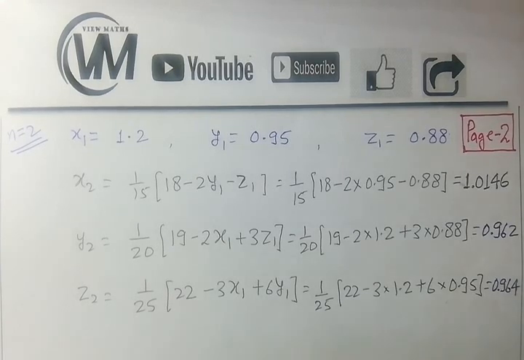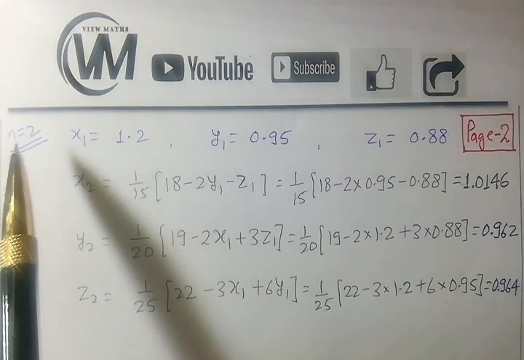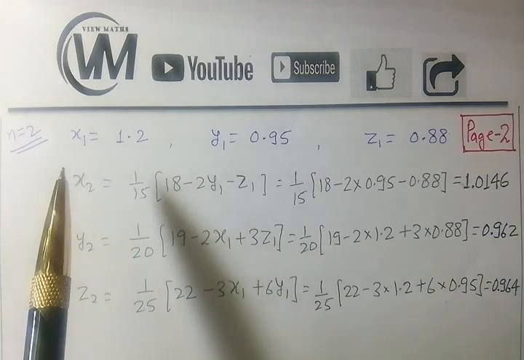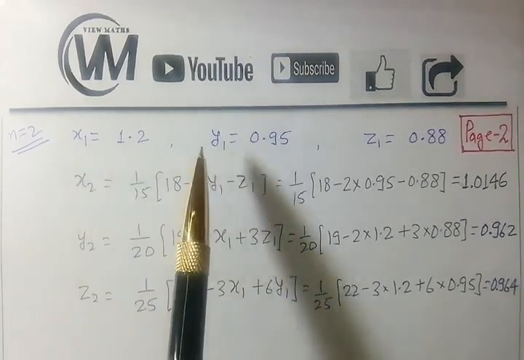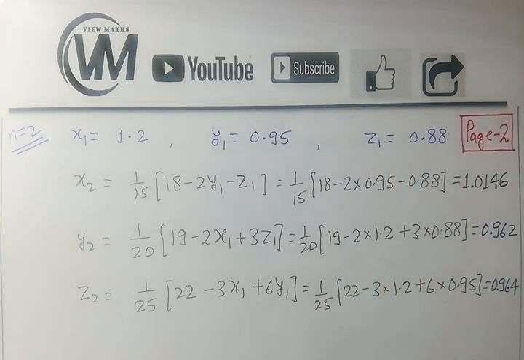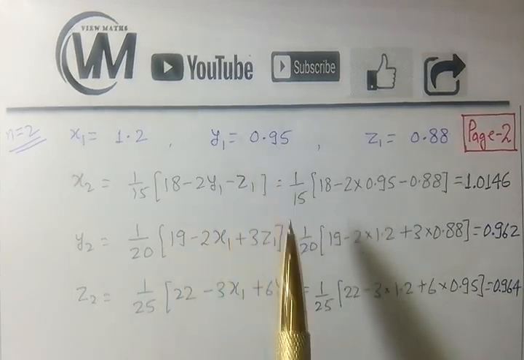Now the second iteration starts. N is equal to 2. Since the page is changed, we have already written the values x1, y1 and z1 here so that we should not miss them. If your page is changed in the answer book, then you also do the same. Okay. This side becomes x2, y2, z2. The right side becomes x1, y1, z1.